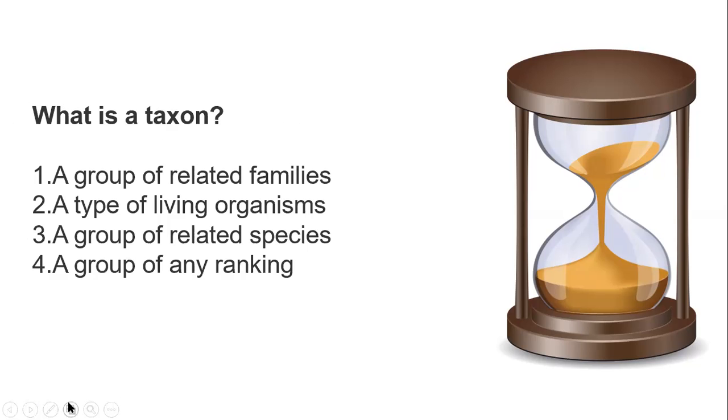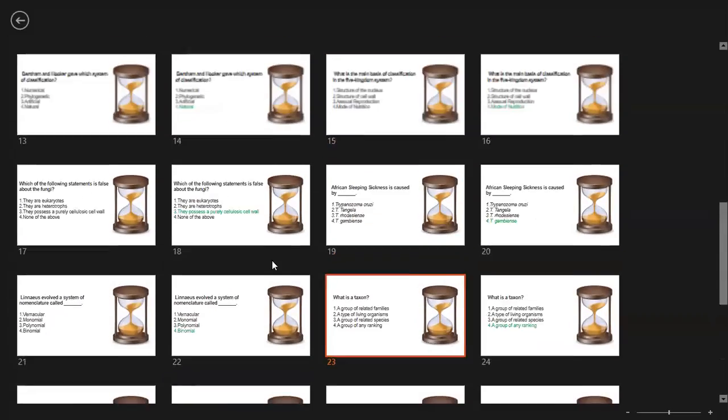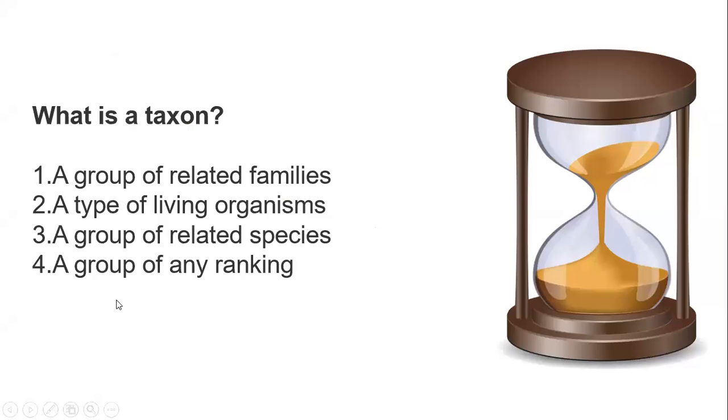Next question. What is a taxon? How many questions are left? Many more. What is a taxon? A group of related families, a type of living organism, a group of related species, a group of any ranking. Very simple. All of you know that. The answer.